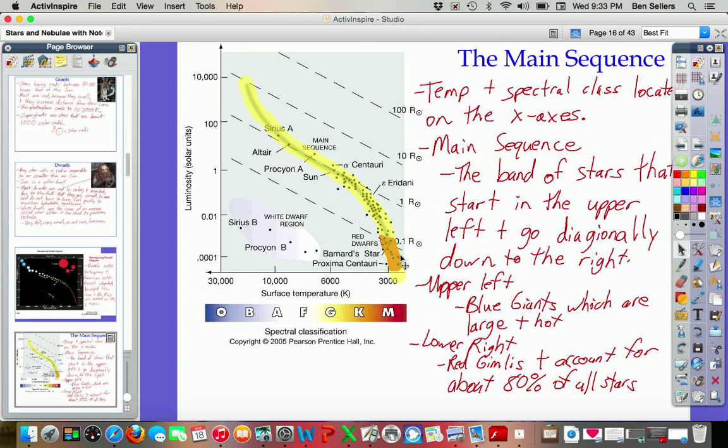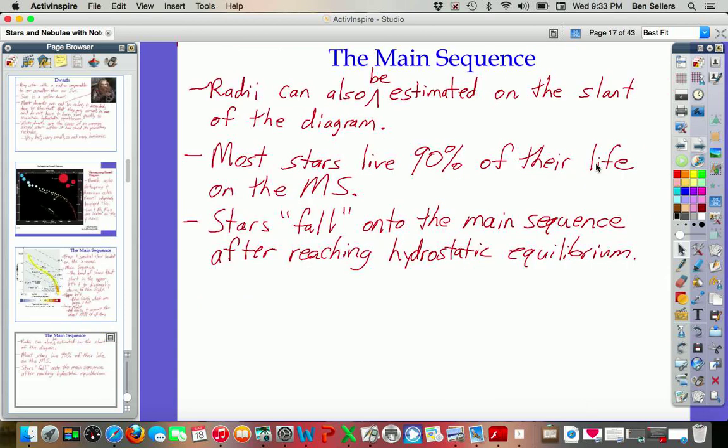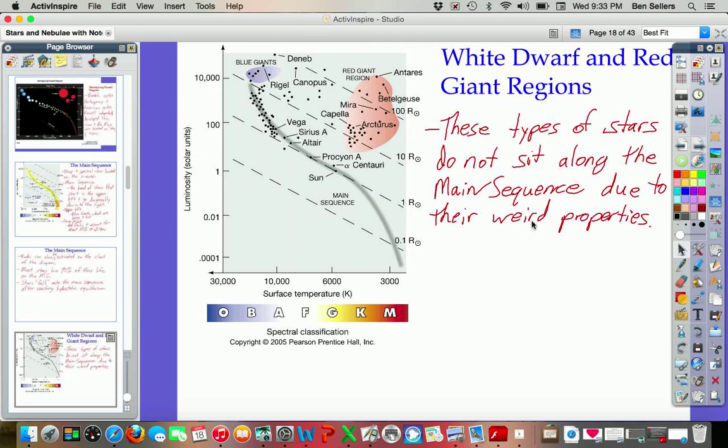Oh, all stars live about 90% of their life on the main sequence. So, well, there it is. So they fall onto the main sequence after reaching hydrostatic equilibrium. That's the term. So white dwarf and red giant regions. These types of stars don't sit along the main sequence due to their weird properties.